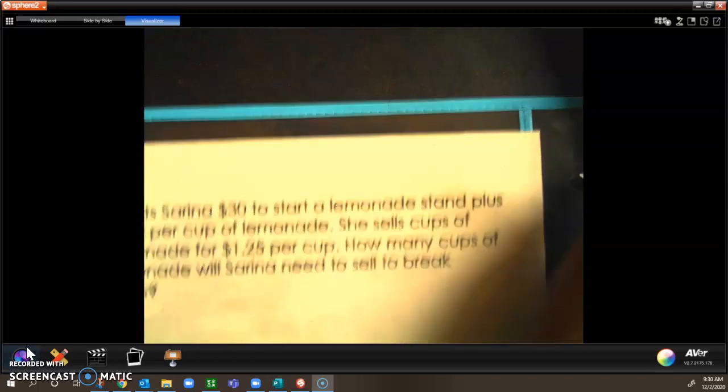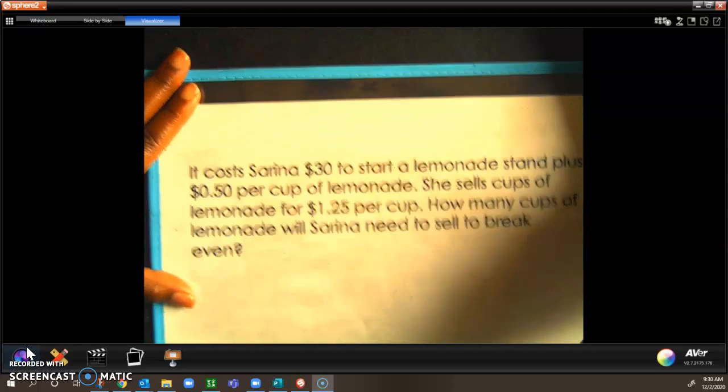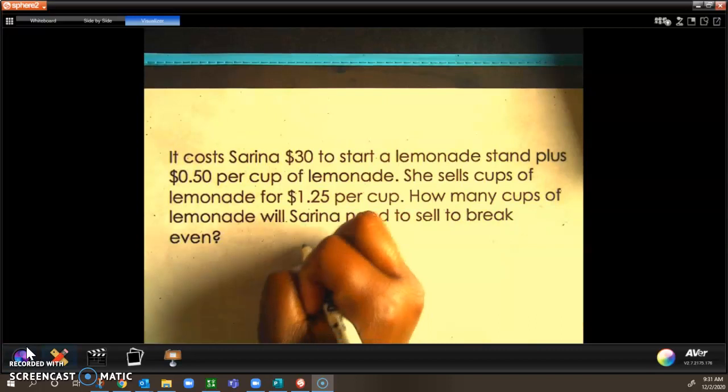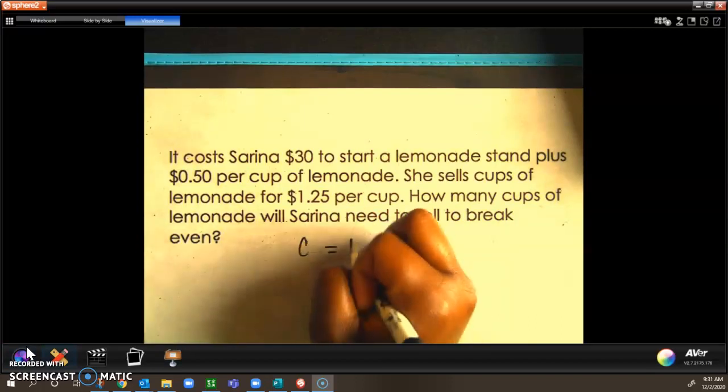Now we're going to go ahead and solve the second one. It says it costs Serena $30 to start a lemonade stand plus 50 cents per cup of lemonade. She sells the cups of lemonade for $1.25 per cup. How many cups of lemonade would she need to break even? So we will have our cost equal to our profits.